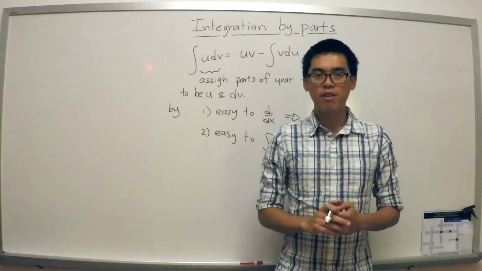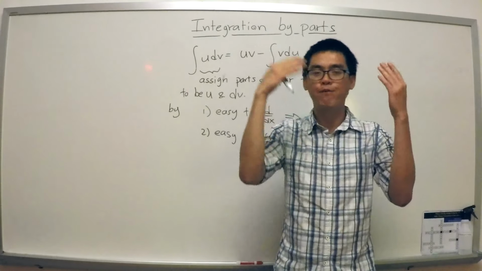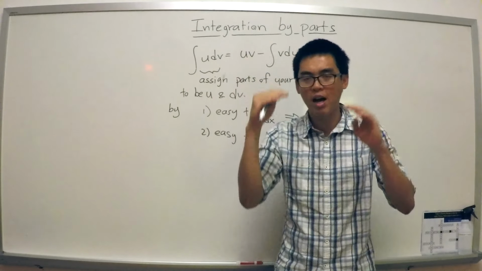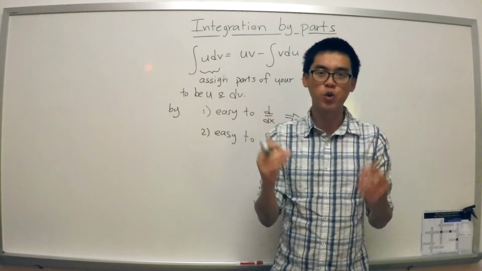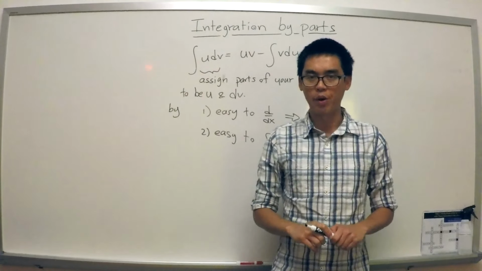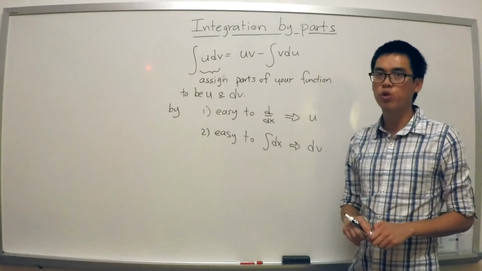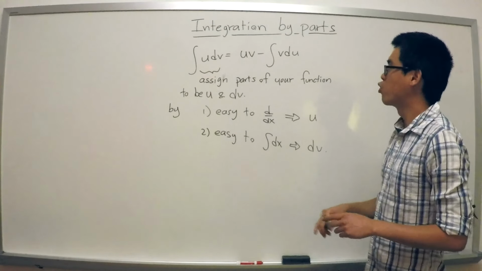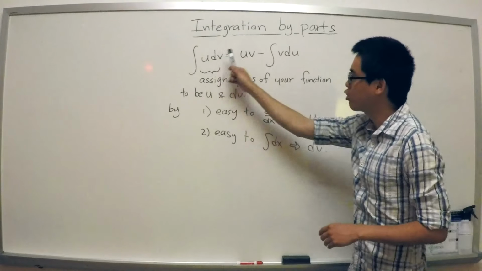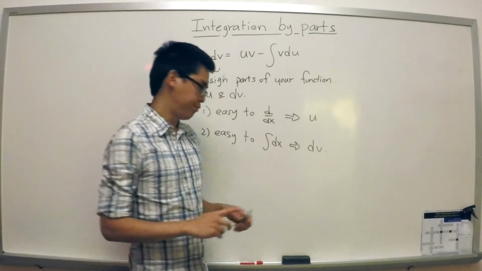Let me just say that there are mnemonics out there that tell you to just go down the list, and whatever comes first in the list you select to be u, whatever comes last to be dv. That doesn't really tell you why you select something in that order though. This tells you precisely why you select a certain thing to be u and a certain thing to be dv. By looking at the formula, you want to select the part that's easy to differentiate to be u, and easy to integrate to be dv. Right, let's look at some examples.